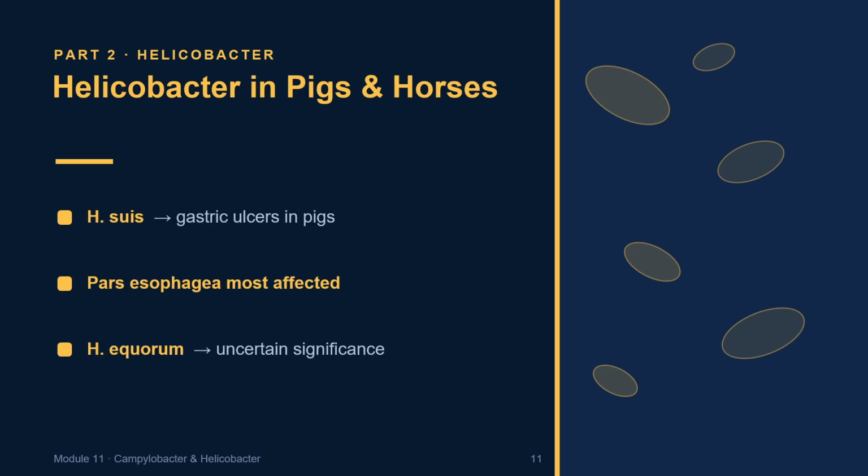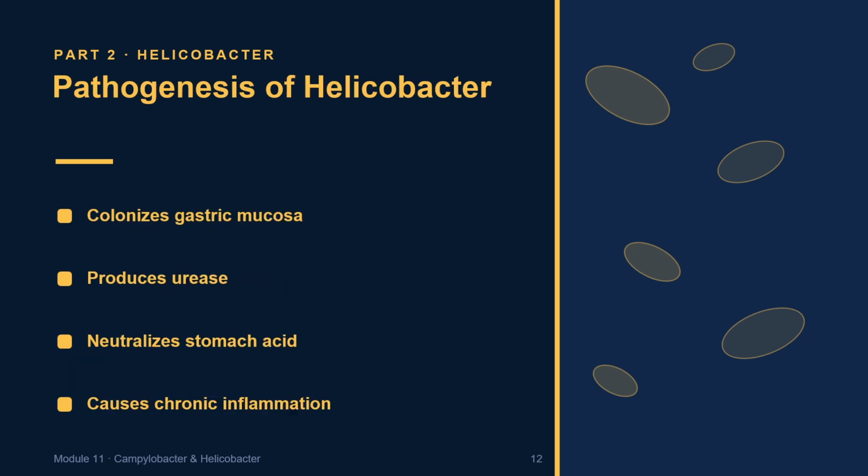In pigs, H. suis is associated with gastric ulceration, especially in the pars esophageal region. Stress, feed changes, and management factors also contribute. In horses, H. equorum is frequently detected, but its role in disease is still unclear.